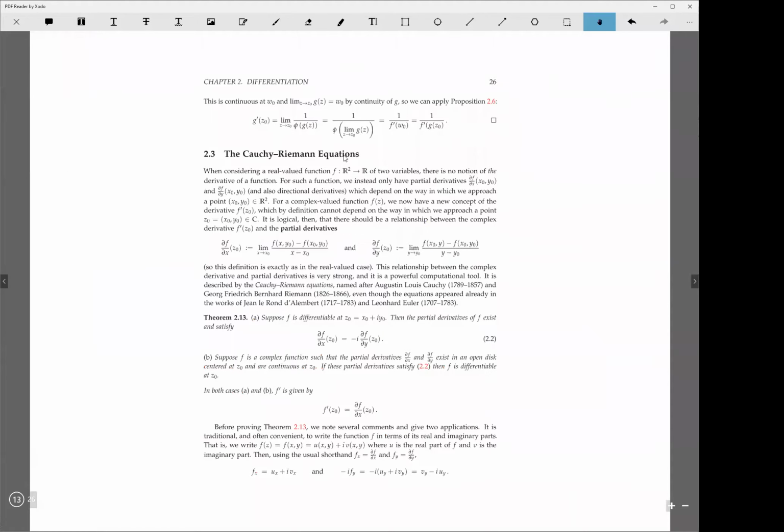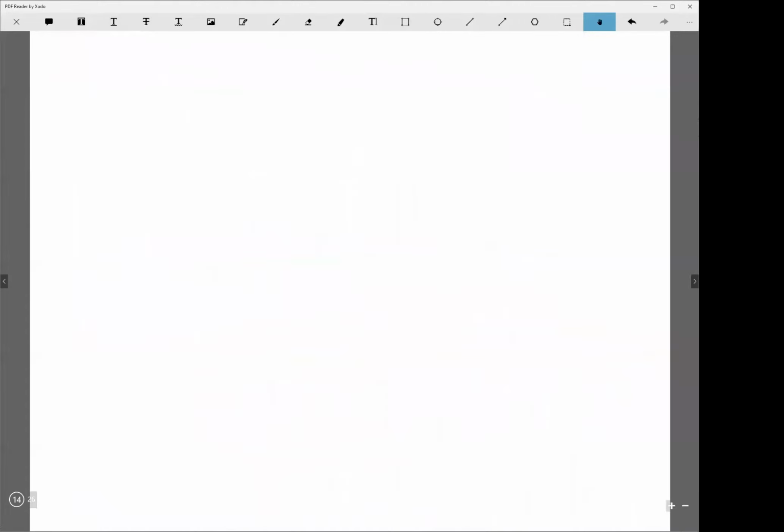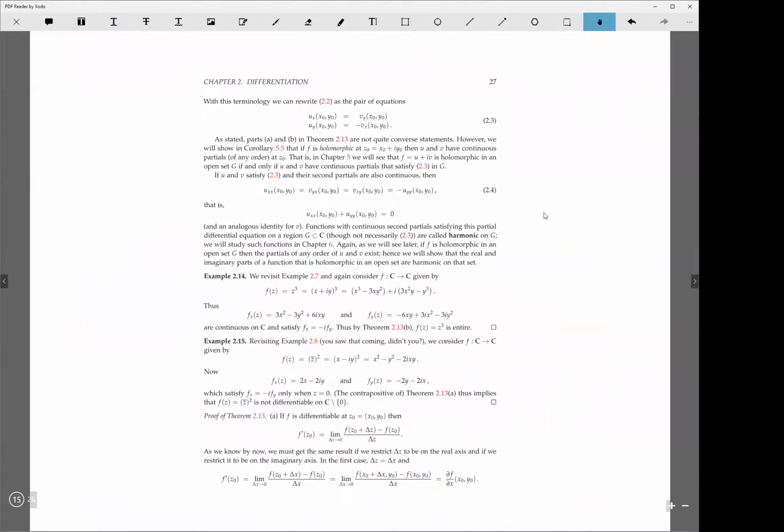Okay, so let me see, where are the equations? Yeah, so here, these are the Cauchy-Riemann equations: ux equals vy, and uy is negative vx. So those are really important equations to satisfy. So let me give you an example of this.